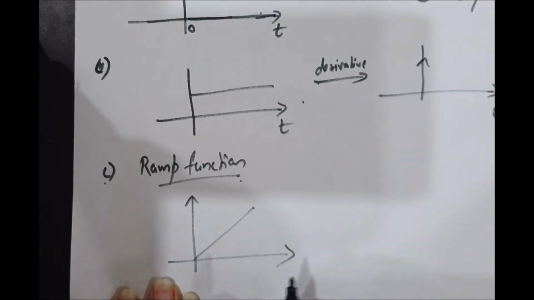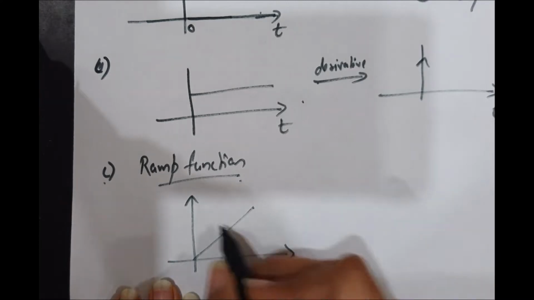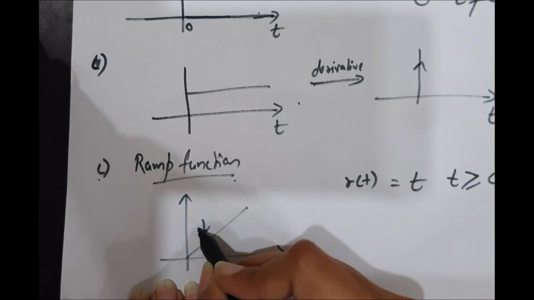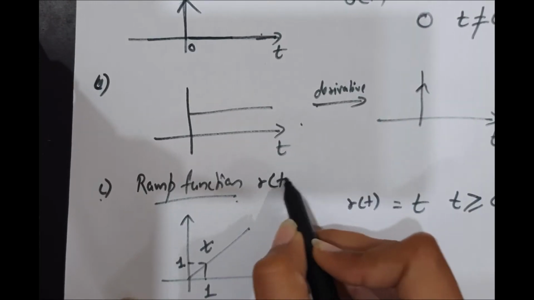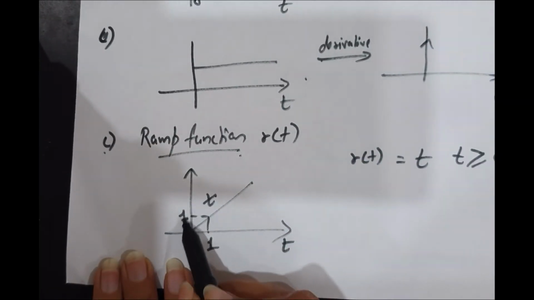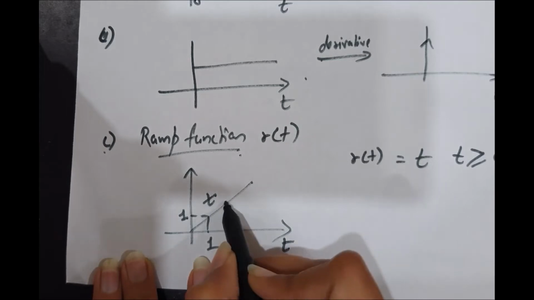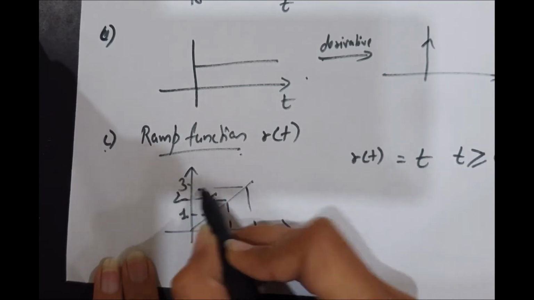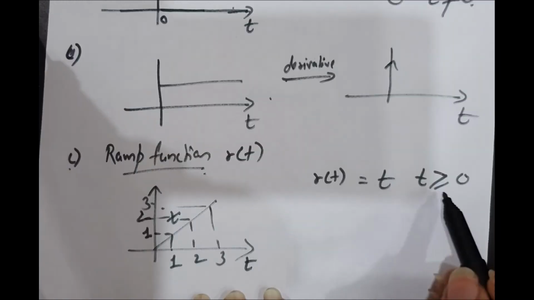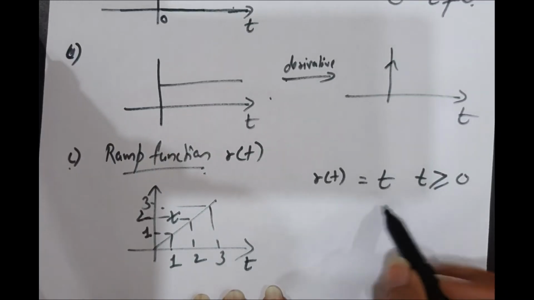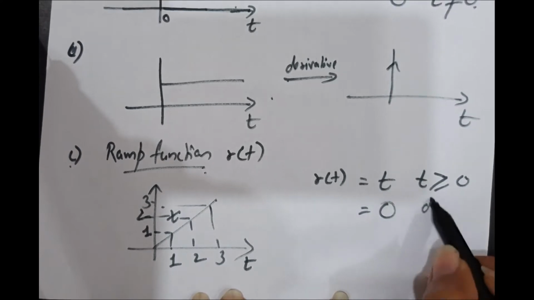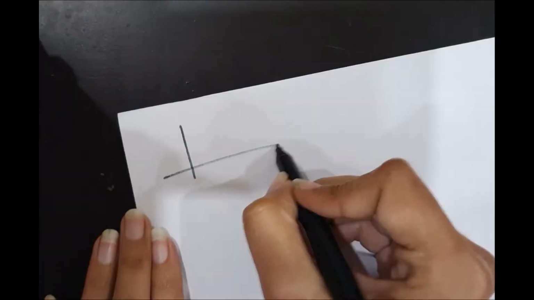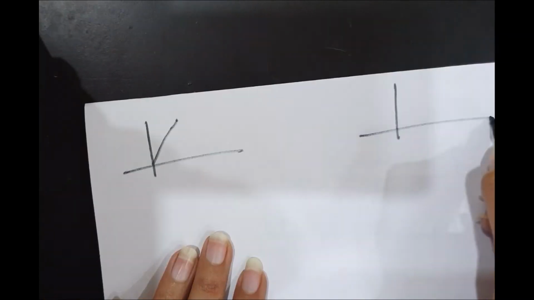These functions are used in Laplace transform, therefore I am telling you. The ramp function is a slope. This line represents t. It is denoted with r(t). If t is 1, then ramp is 1. If 2, then it's 2. If 3, then it's 3. Similarly like that. For t greater than or equal to 0, this is t, and 0 otherwise. It means for t less than 0, this is 0. The derivative of the ramp function is the unit function.